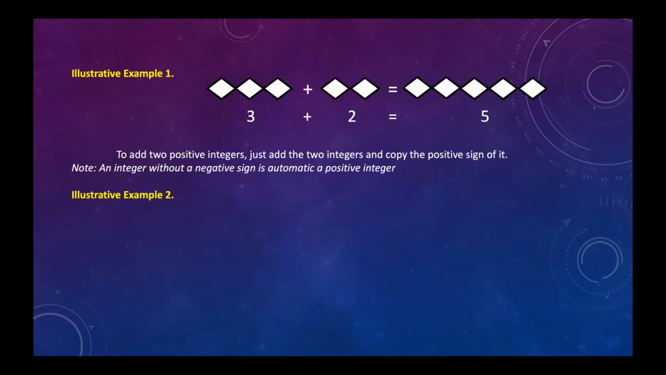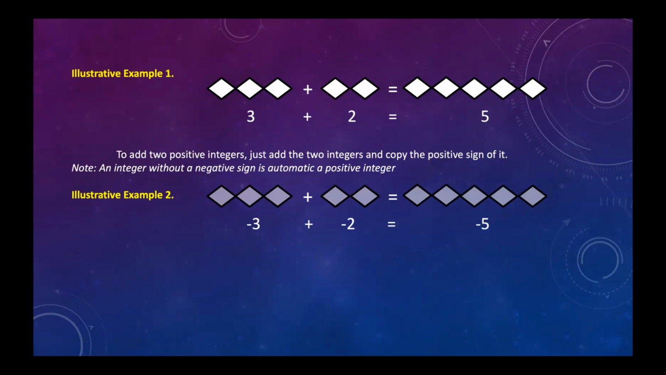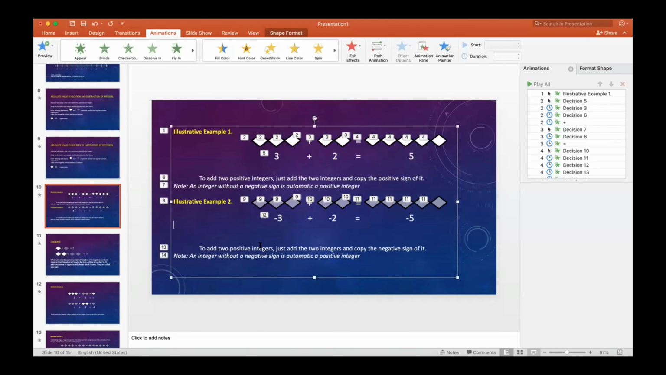Okay? Illustrative example number 2. You have negative 3 plus negative 2 is equals to negative 5. Okay? To add 2 negative integers, you just have to add the 2 integers and copy the negative sign of it.